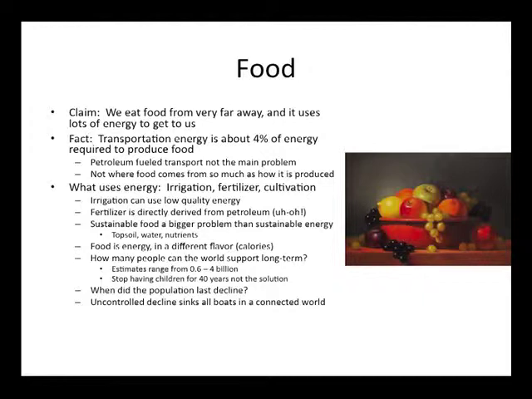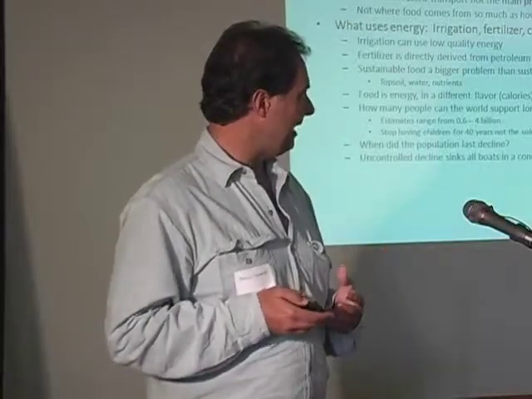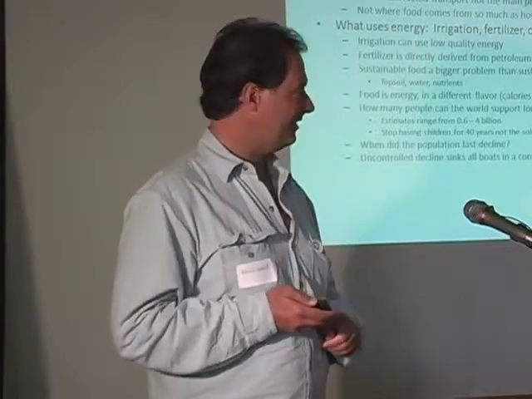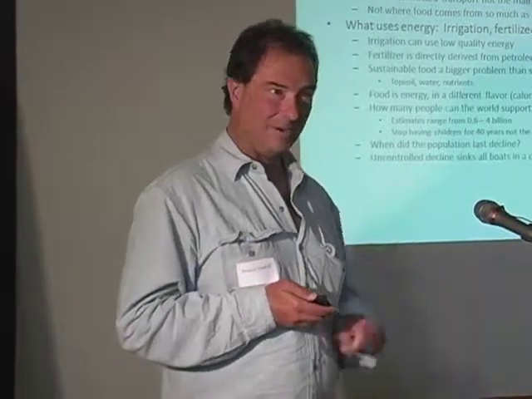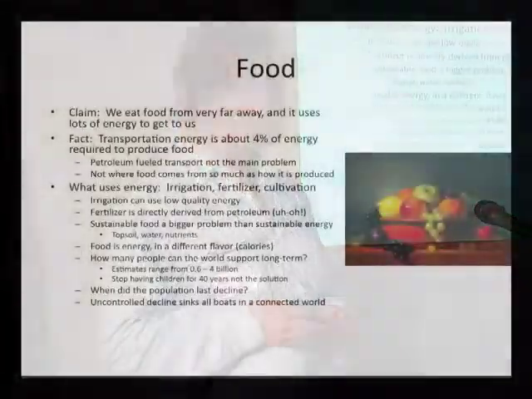It's not so much where food comes from, but how it's produced. So what uses energy, and these other things, irrigation, fertilizer, cultivation, all require machinery, pumps. But irrigation, for instance, could use low-quality energy. Irrigation doesn't have to be on demand. It could be when the wind blows. The Dutch figured this out, how to use windmills to move water around, and it's clearly proven technology.